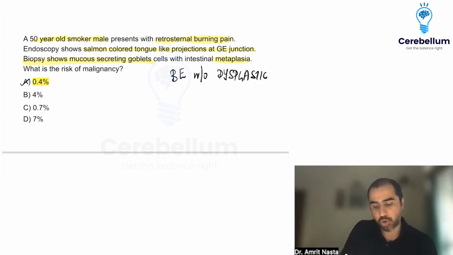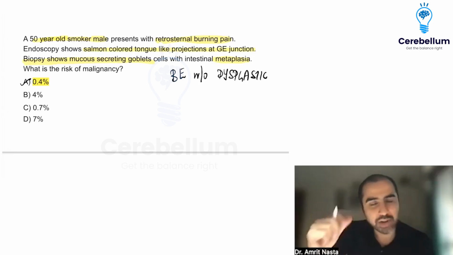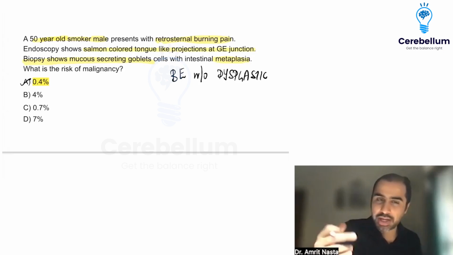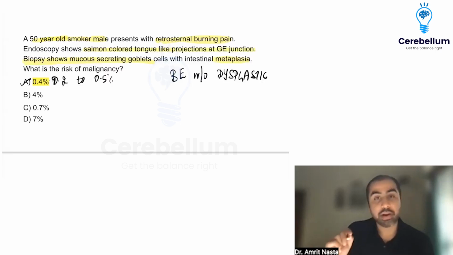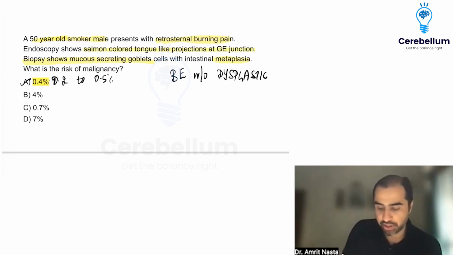Non-dysplastic Barrett's is going to be 0.4. What is the exact value that I have given? What have I taught in class for non-dysplastic Barrett's? Very good. 0.2 to 0.5%. This value is given in Bailey, 0.2 to 0.5%. Bailey's answer is this. And 0.7% is for low grade dysplasia. 7% is for high grade dysplasia. Right?